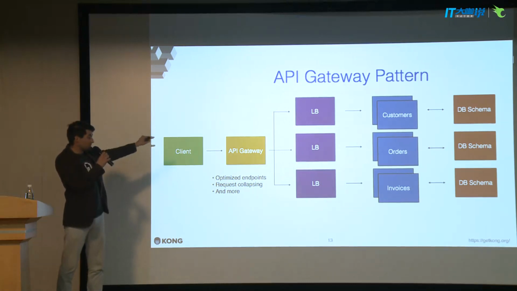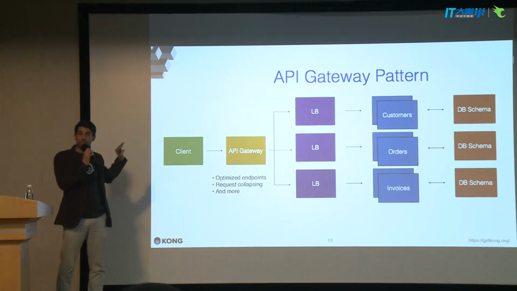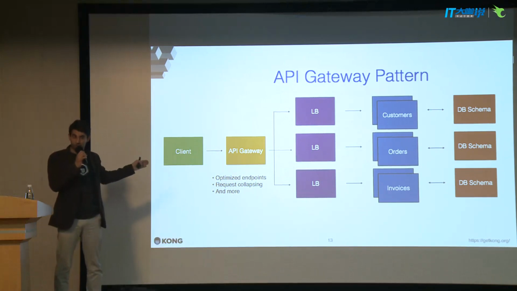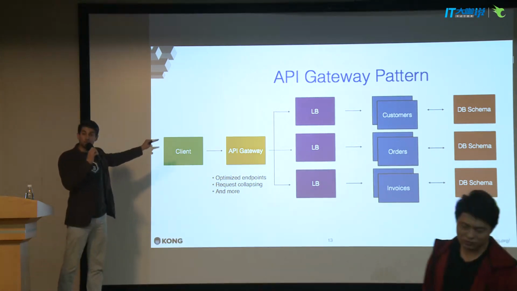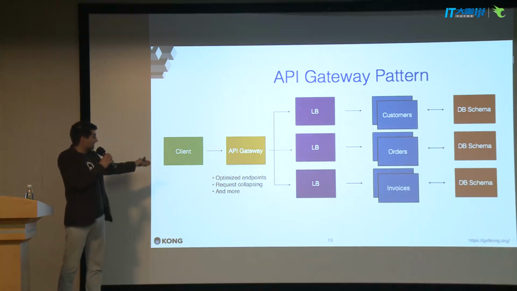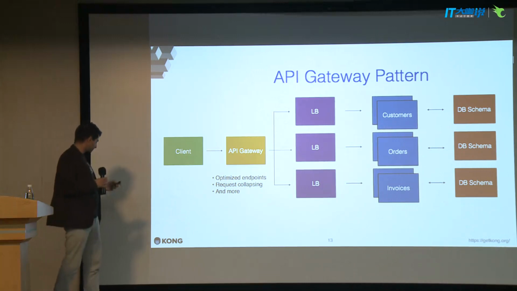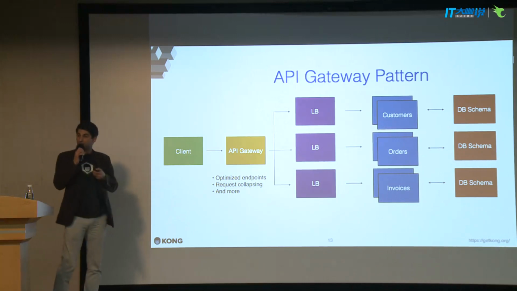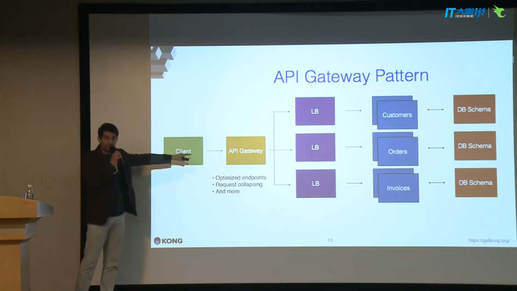The API gateway, because it's the entry point for all the internal and public or partner consumption, can then provide new features to optimize how requests are being sent, to collapse those requests, and more. In the case of Kong, it's where Kong lives, and this is where OpenResty lives.